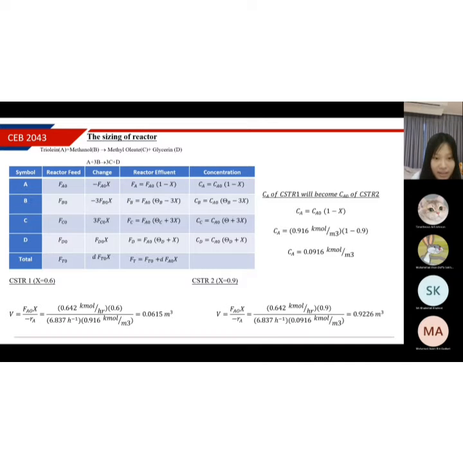So lastly, in our second CSTR, our goal is to achieve a 90% conversion rate, and the volume that we need is 0.9226 meter cube.